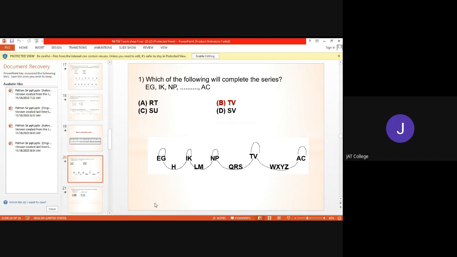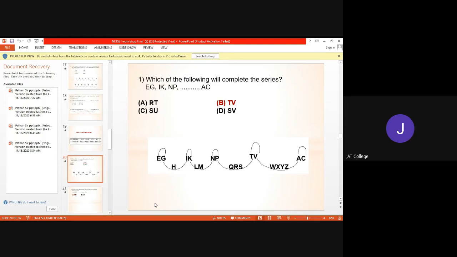First question, which of the following will complete the series? Look at here, EG, that means after E, F is skipped here. After F, G is given here. Then in the next pair of alphabets, H is skipped, then I is given. And after I, J is skipped, then K is given. Okay. After K, two alphabets are skipped, L and M. Then N will come. And after N, O is skipped, then P will come.